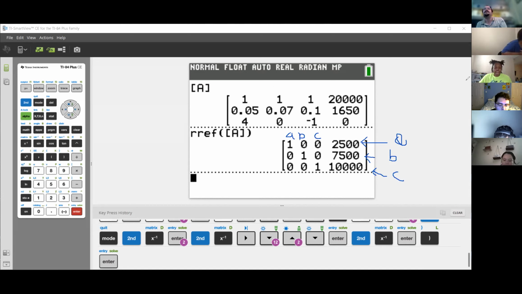So if we don't have the calculator, what program online would you recommend? For the homework, you can Google something like RREF or row reduced matrix. If I Google row reduced matrix, it's like the row reduction calculator, transforming a matrix to reduced row echelon form. It's like math.odu.edu or some university site. It'll give you detailed steps even.